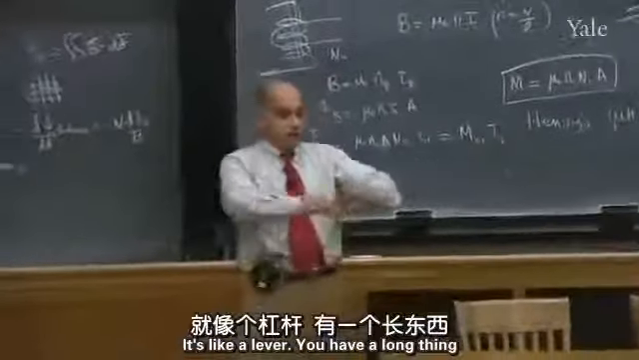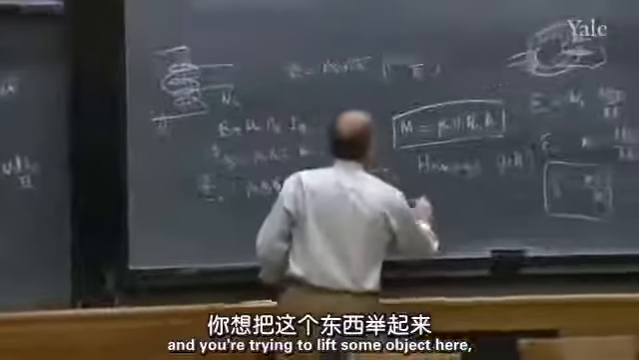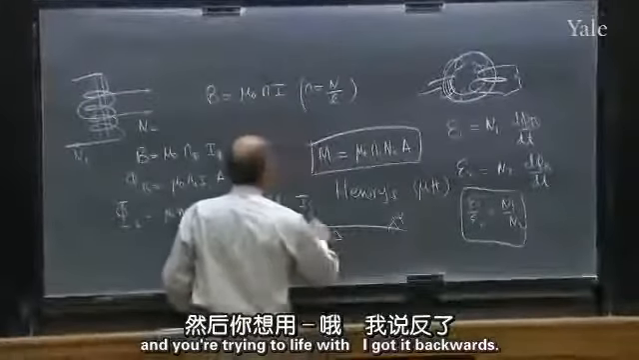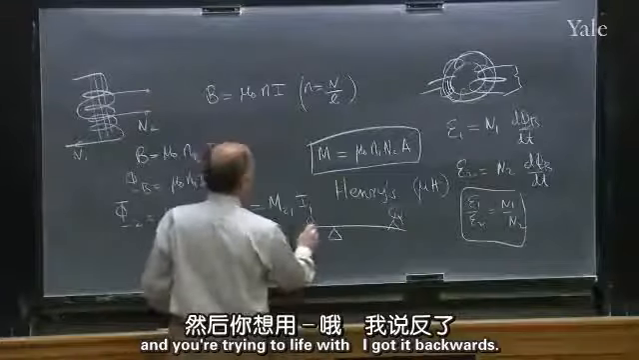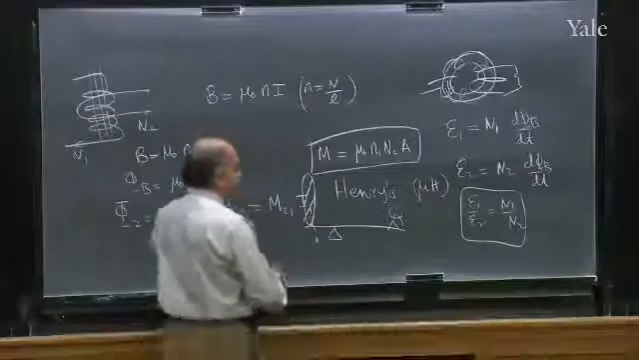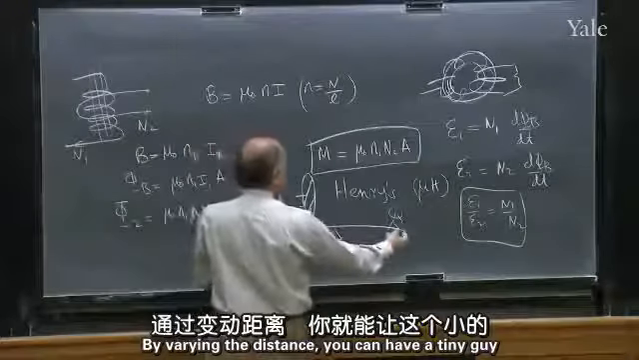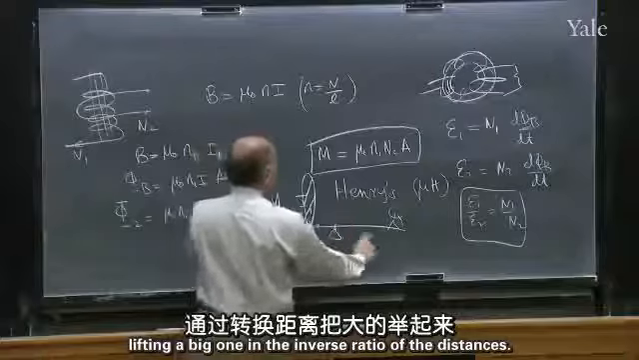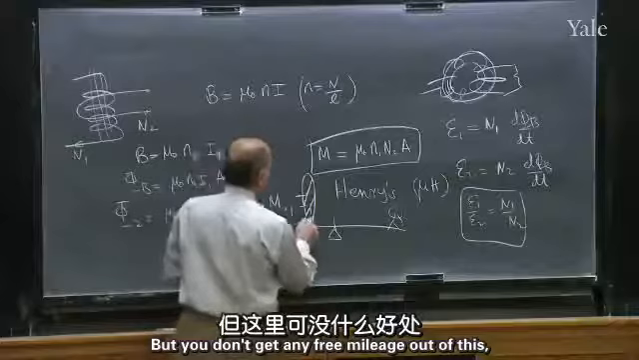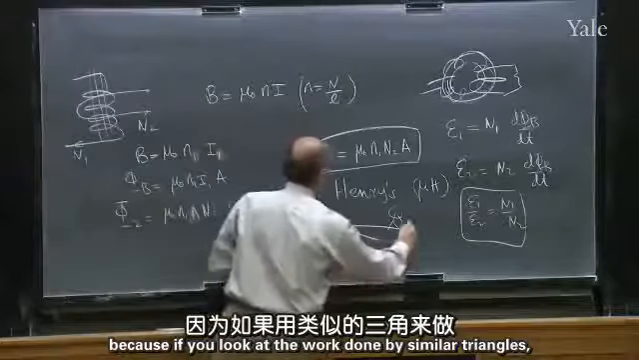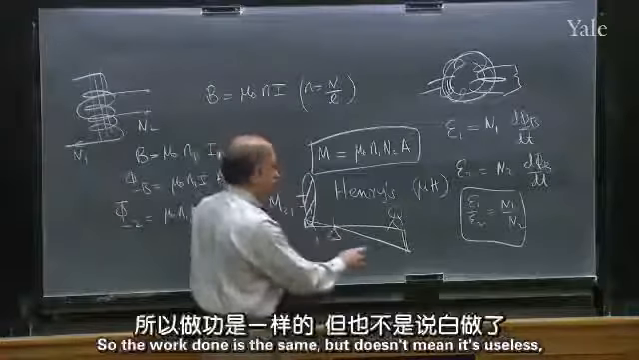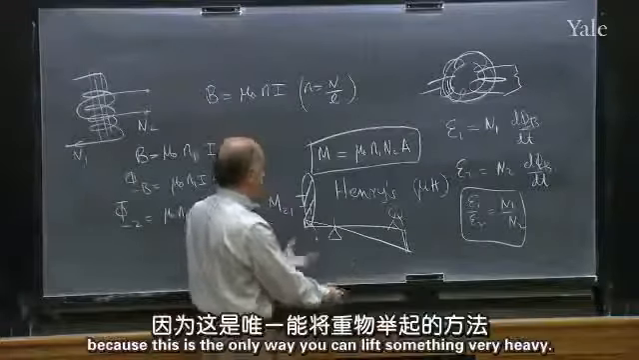It's like a lever. You have a long thing, and you're trying to lift some object here, and you are trying to lift with... I got it backwards now. So this is a huge object. It's a tiny object. You can balance them. By varying the distance, you can have a tiny guy lifting a big one in the inverse ratio of the distances. But you don't get any free mileage out of this, because if you look at the work done by similar triangles, this will have to move a lot, that will have to move a little. So the work done is the same, but it doesn't mean it's useless, because this is the only way you can lift something very heavy.